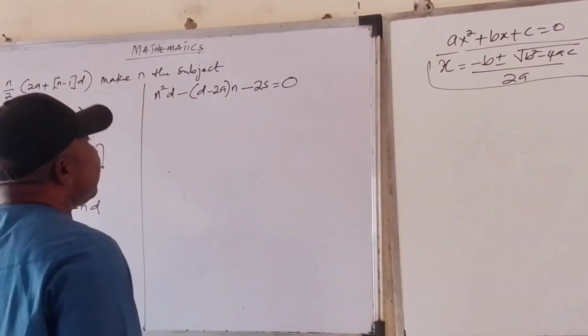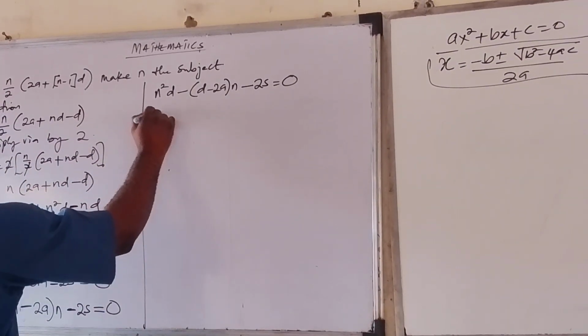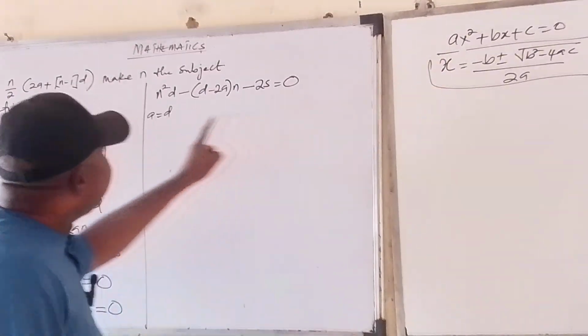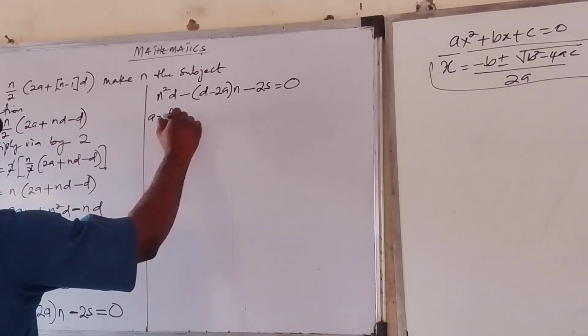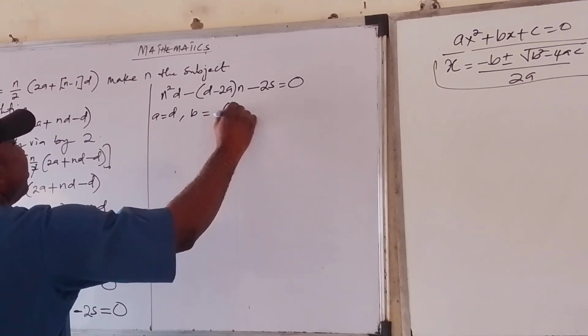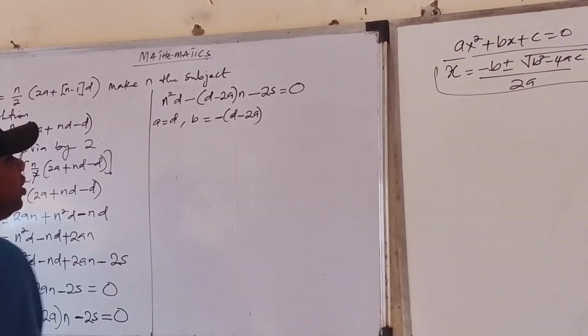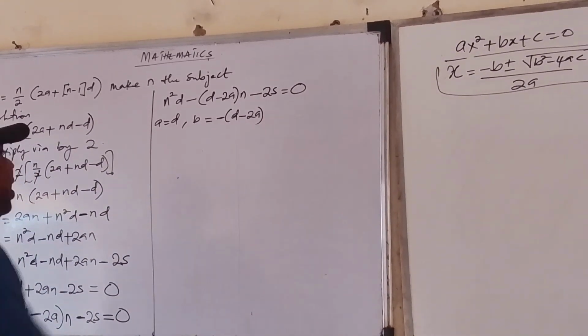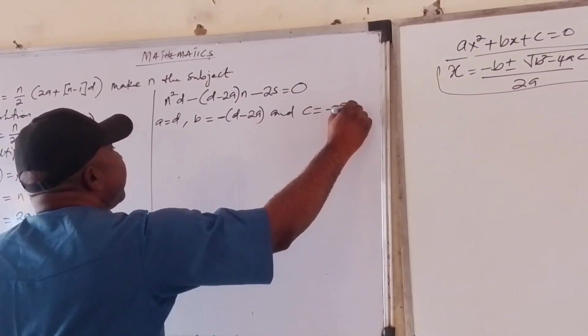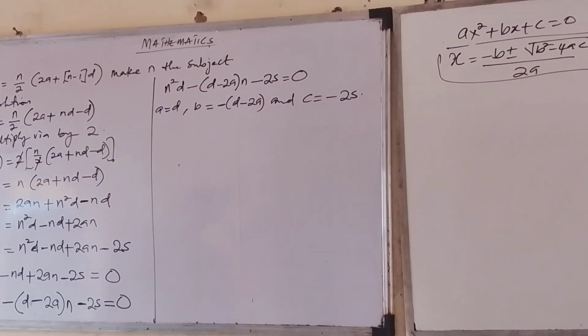So here it means our a is equal to d. Now our b is equal to minus in bracket d minus 2a. And the value of our c is minus 2s.